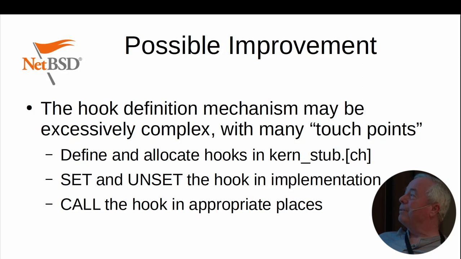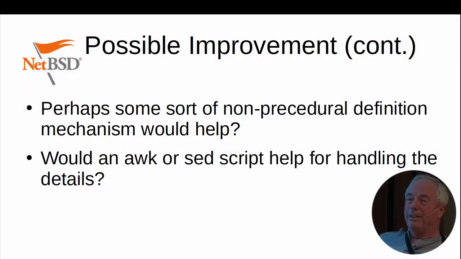So there's a couple of comments I've received from other people that, gee, adding a new hook is laborious. Yeah, well, it could be worse. Could be better, but it could be worse. So possibly some sort of non-procedural definition mechanism might help. Anybody think about config and maybe teaching it how to do this kind of stuff? I don't know. I don't want to touch config. It's a mess.